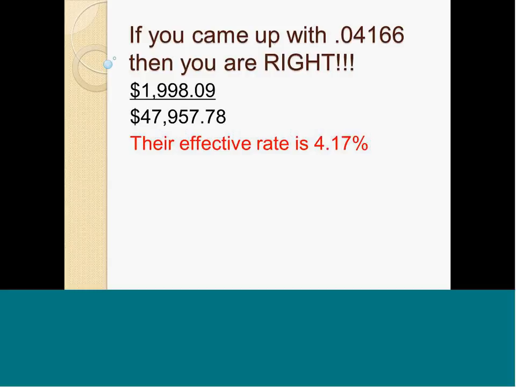If you're up with 0.04166 on your calculator, then you are correct. What you do is you take the fees charged, which is $1,998.09, and divide it by the amount they processed, $47,957.78. You have an effective rate of 4.17%. If you can say 0.04166, how do you come out with 4.17?